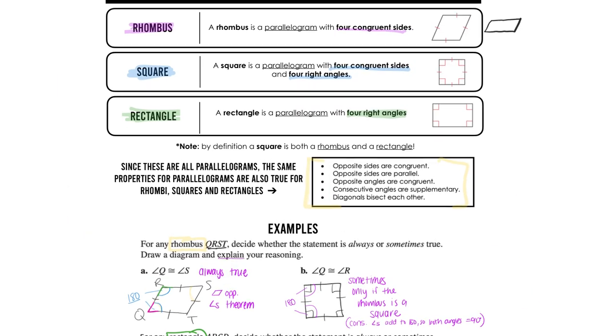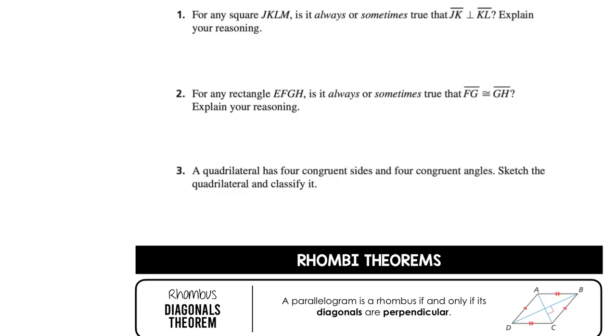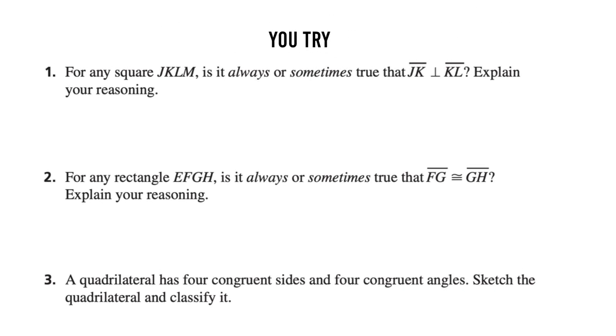Rhombus and a rectangle, just to go back to this page. A square satisfies properties for both rhombus and rectangle because it has those 4 congruent sides. It also has those 4 congruent angles. Okay, so on this next page, there are some you try problems. If I was in class right now, I would normally have you try these on your own before I just show the answers. If you're watching from home, you're welcome to pause the video and you can try them yourself. But for the sake of this video, I'm just going to keep going here.